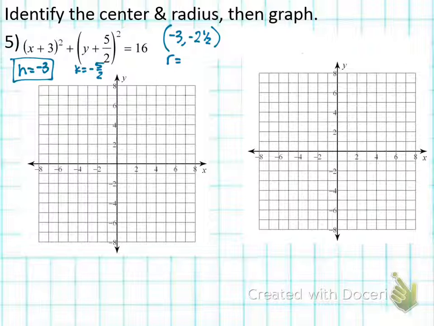Okay, answers up. Okay, so the radius, quiet down, please. We got our radius, our center is going to be -3, -5/2, so you go -3. Now this one's a little bit special because you have to go down 2.5, so we're going to have a point all the way down to here. Okay, that's our center.